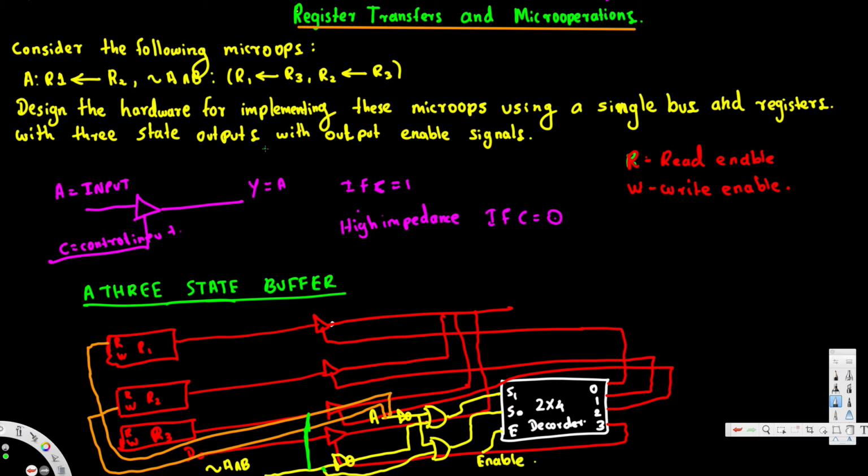Hardware implementation of the given expression, and this line is the common bus line. Common bus line, and also I forgot to mention something. Here for the second one, the read will be connected to not A and B, and for the third one the write will be connected to not A and B, and for this one here A, here not A and B. That is the design for this given expression, hardware implementation of the given expression.